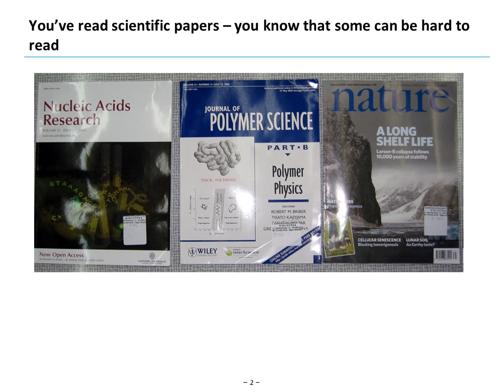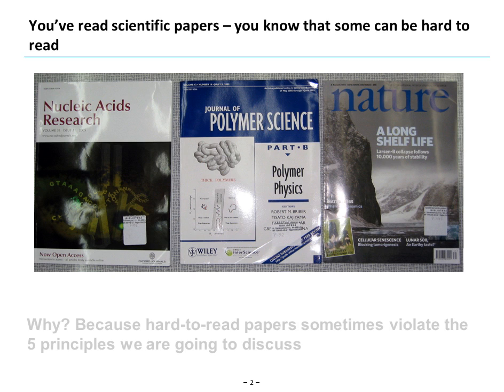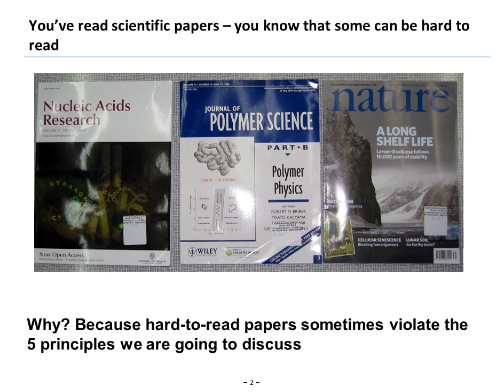Already, you've probably read dozens and dozens of scientific papers in all kinds of journals. You know how hard it seems to get through them. Reading them can sometimes feel like trying to run through quicksand. Why are so many science papers hard to read? Because hard-to-read papers sometimes violate the 5 principles we are going to discuss.